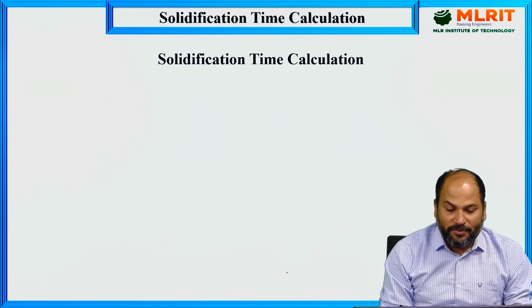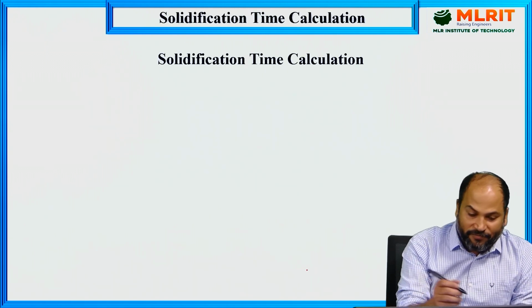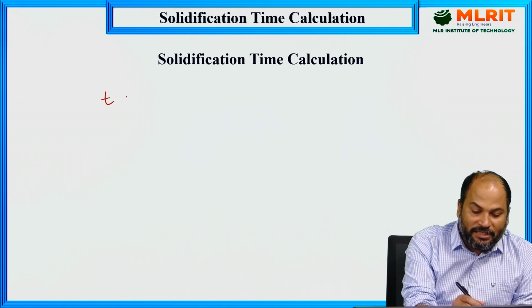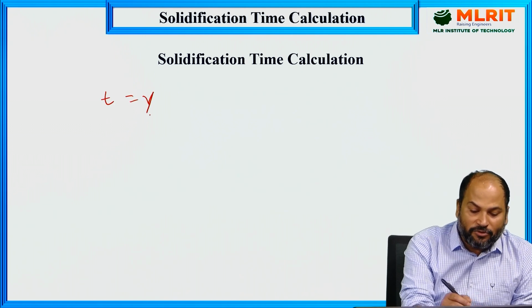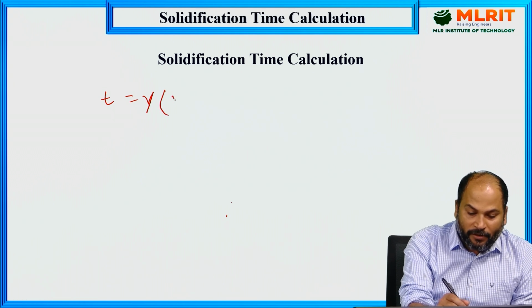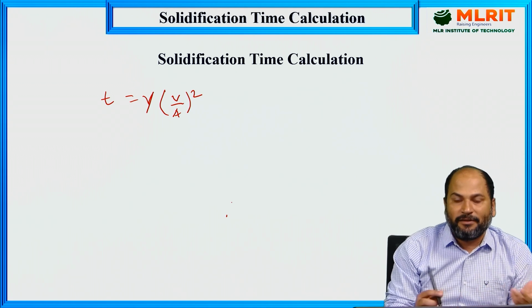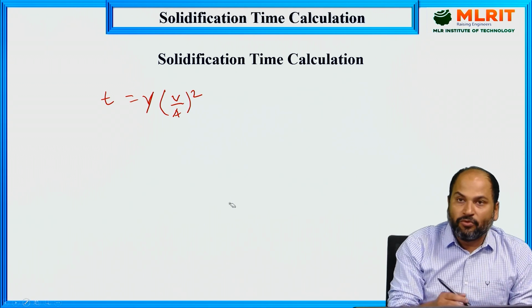Actually this is based on experimental data. So this solidification time, if we write T, is given as some constant, suppose we are writing gamma, into volume upon surface area and square of this one. As I told, this is experimental data. Experimental data means there is no proof for this one.